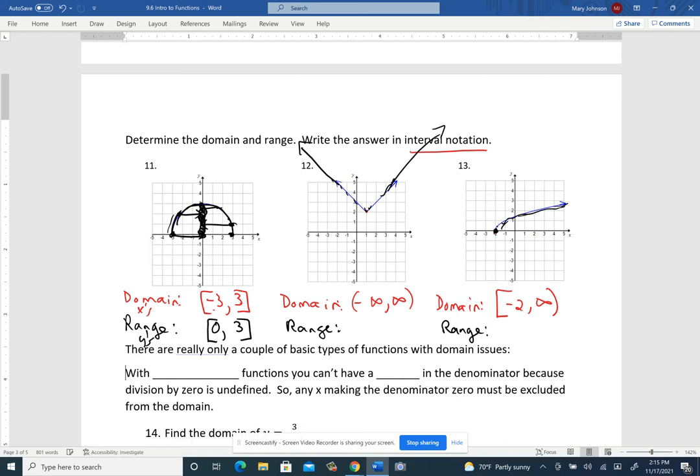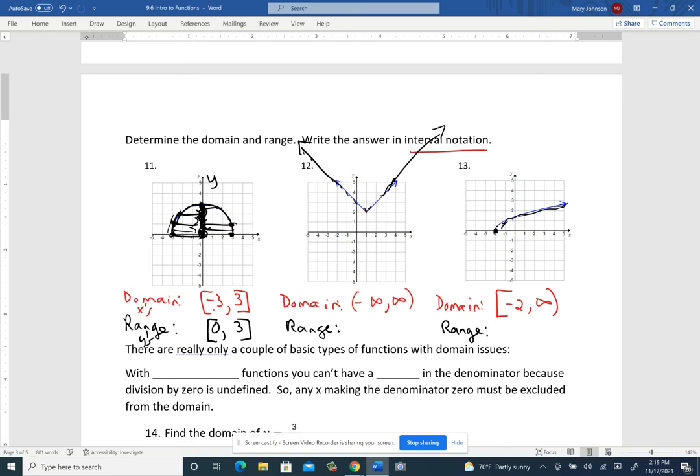You've got to switch gears. Your brain has to be thinking about y-coordinates, the y-axis. The y-coordinates would be how far up or down you are. So all these numbers from 0 to 3 would be the range.